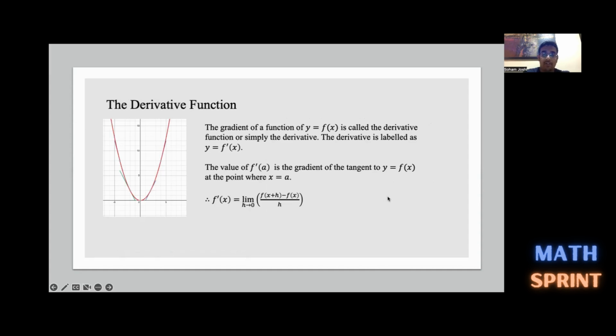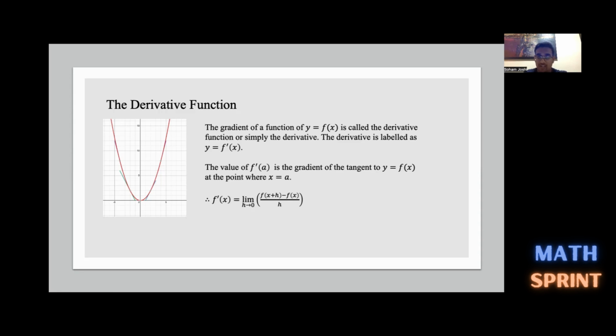Now we come to the derivative function. The derivative function is a function that essentially outputs the gradient of the tangent to a function at a particular point. This is not the exact definition, but I think for your understanding, it can be described as this. If the function is labeled as f, then the derivative function is labeled as f dash. You can think of it like adding an apostrophe over the function, but in mathematics, never call it an apostrophe. I'm only calling it that for your understanding. We'd refer to it as a dash.